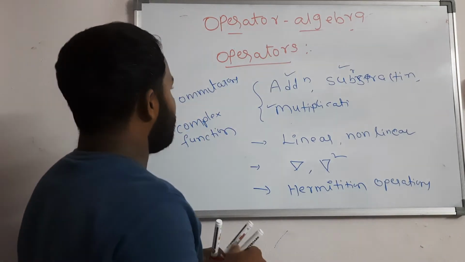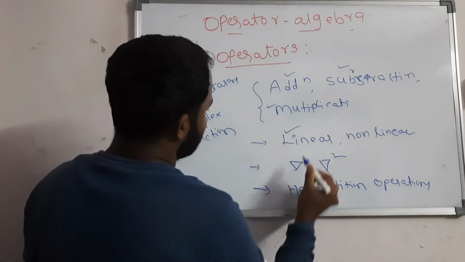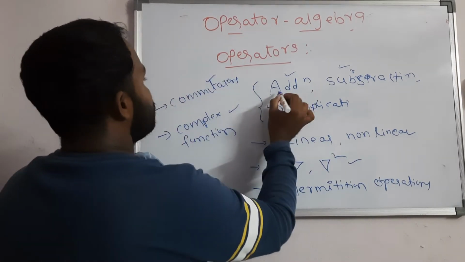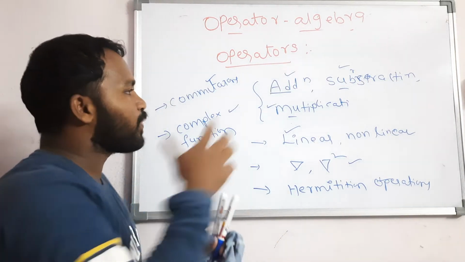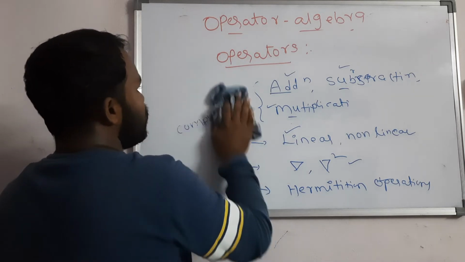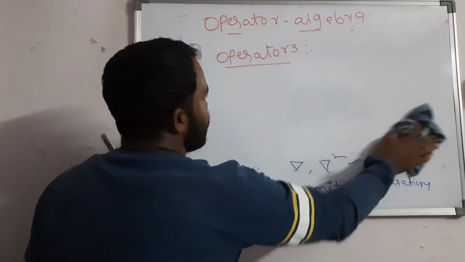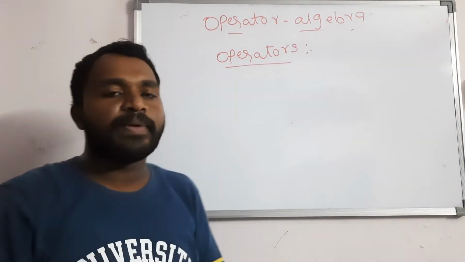In the syllabus, generally they will give only linear operators, del and del square, Hermitian, commutators, and complex. They will not give addition, subtraction and multiplication, but you should know how to approach them. We should learn all these operators. So first, what is meant by an operator? We will see the definition.